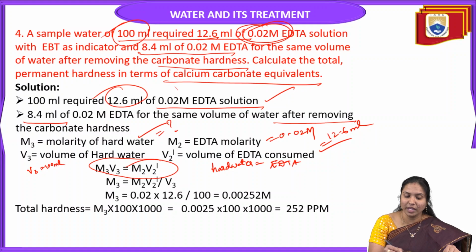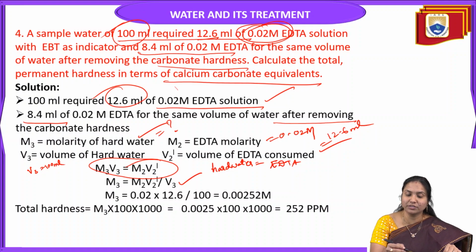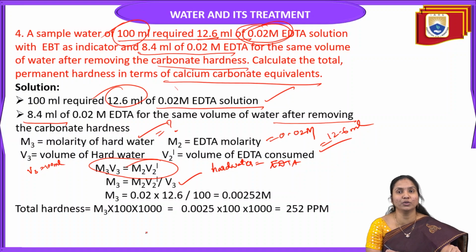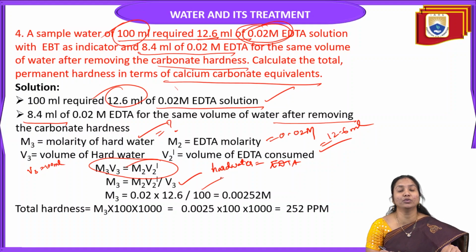So what is the formula? M3 equal M2V2 by V3. So in this formula, we can substitute all the values. M3 equal M2, molarity of EDTA, is 0.02 into V2 value, volume of EDTA required, is 12.6 by volume of hard water V3, it's equal 100. So 0.02 into 12.6 by 100 is equal 0.00252 m. So molarity of given water sample is 0.00252 m.